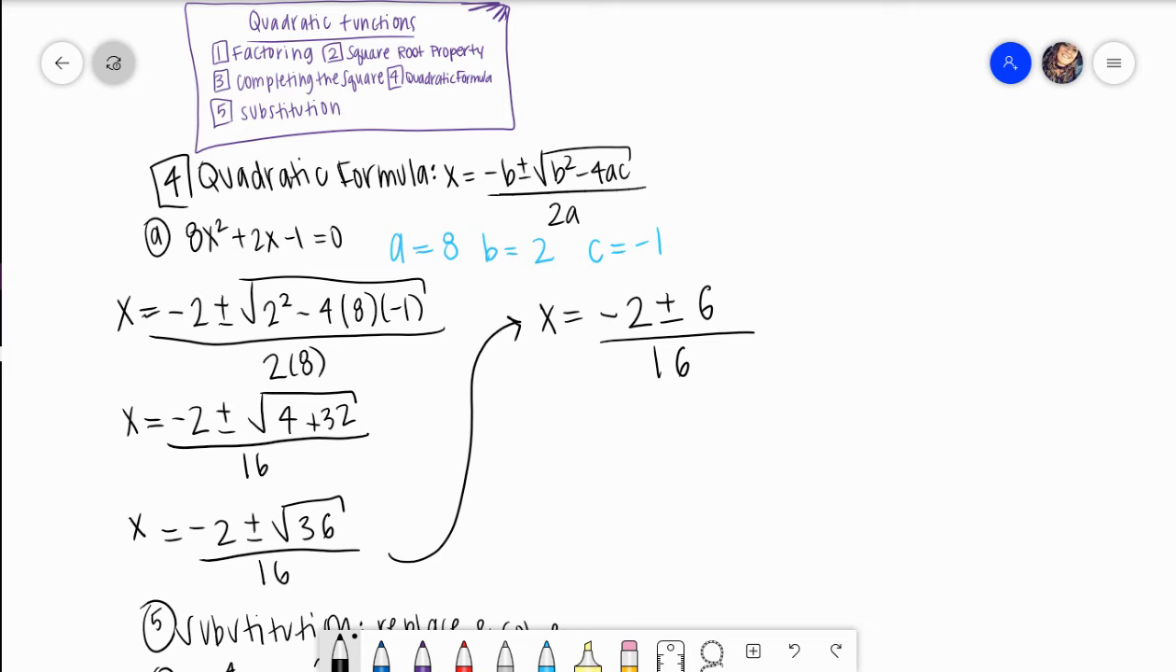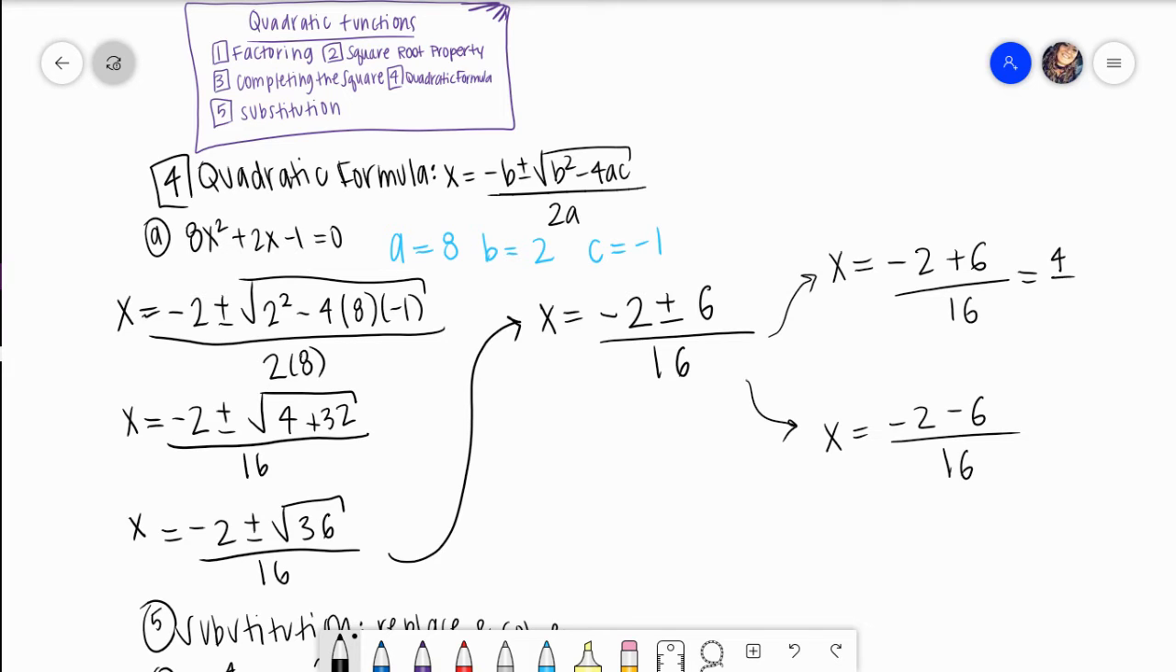If you get to a point where you no longer have a square root, you don't have something underneath the radical that can't be reduced, what you do is this is actually going to be 2 of my solutions. I've got x equals negative 2 plus 6 over 16, and I have x equals negative 2 negative 6 over 16. So negative 2 and a positive 6, signs are different, so we would subtract to keep the sign of the larger. Over 16, we would actually get a quarter.